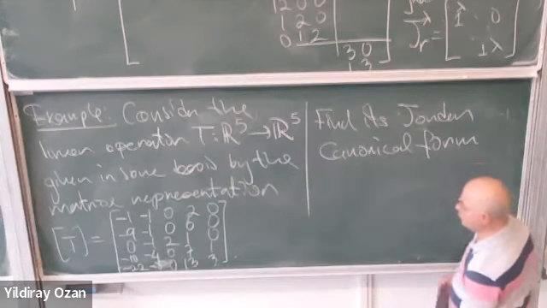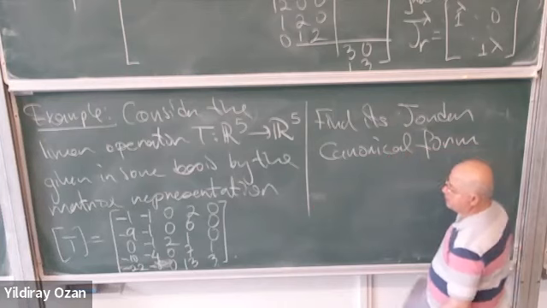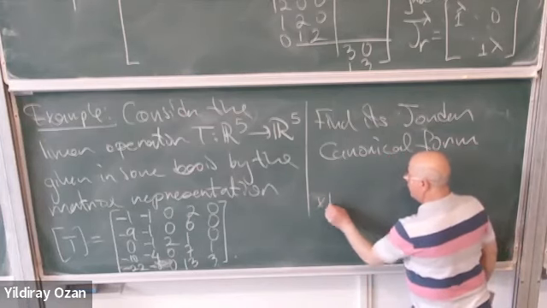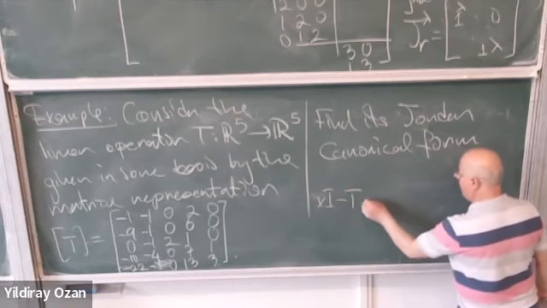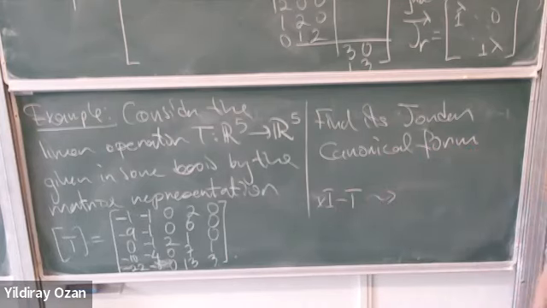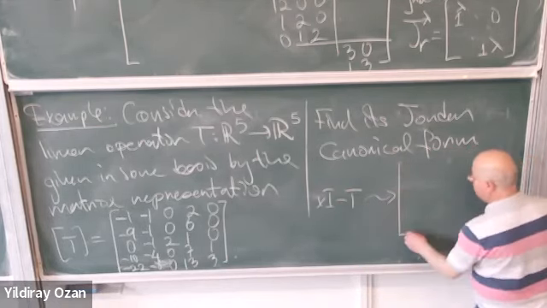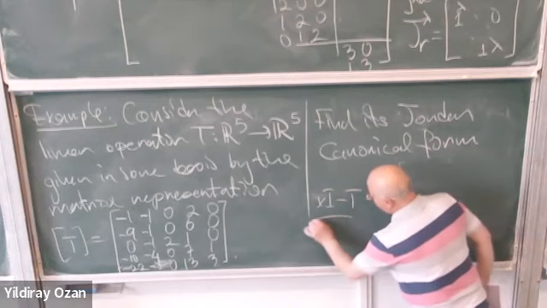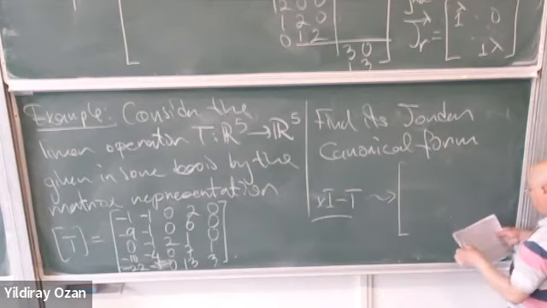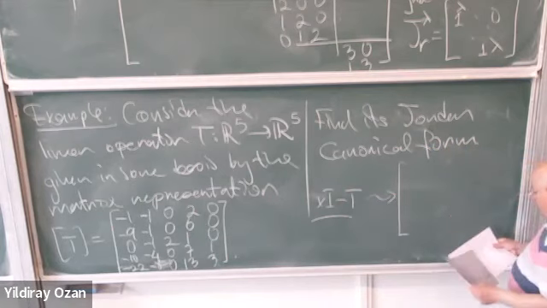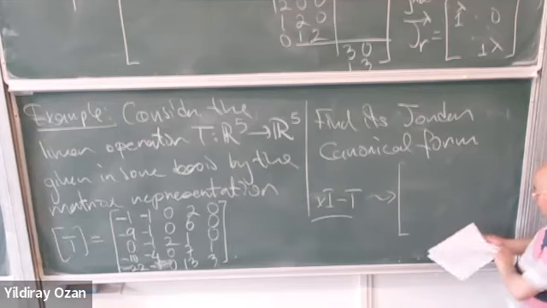Well, how can we do this? We have to write down the matrix x times identity minus T, and then apply row and column operations to this matrix and find the symmetric normal form for this matrix of polynomials. I will not do that, but suppose we have done that, and let me tell you what the result is.